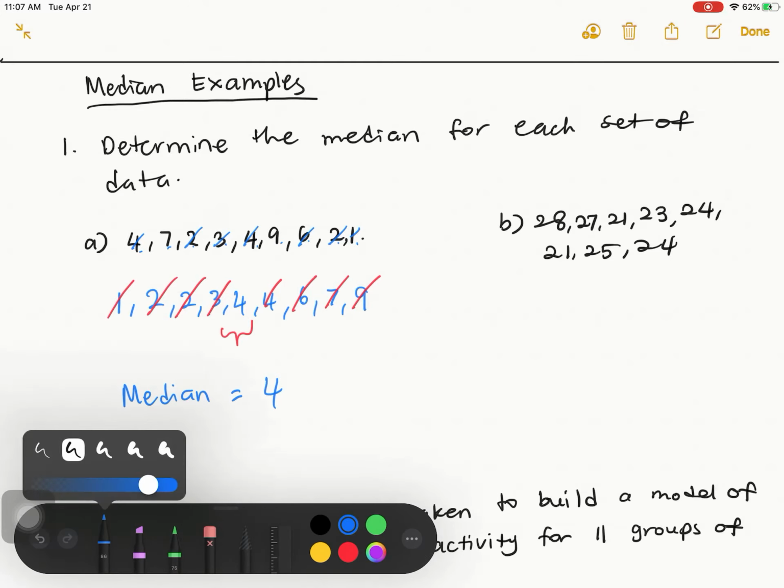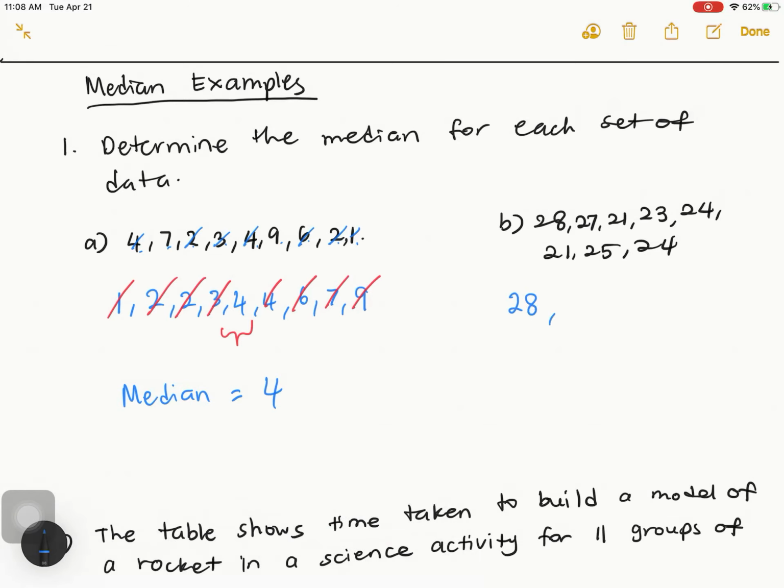Okay. Now, to question number B. Just now I did ascending order. Now, let's see if I do descending order. Can we still get the answer? Let's see. 28 is the biggest number, so I'm going to do the descending arrangement.